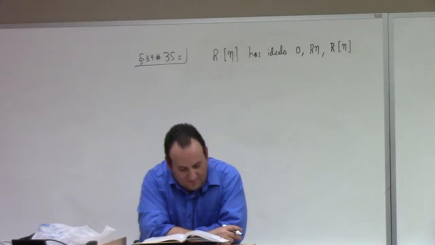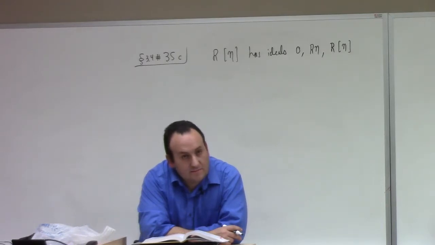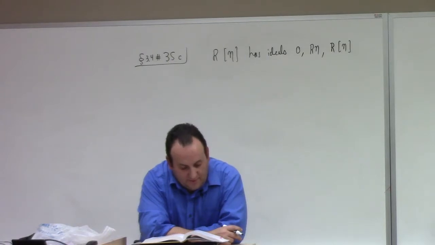I actually worked out part B in class. It's funny. Of course, I called gamma J. You realize that this R adjoin gamma is really the hyperbolic numbers, right? Yeah.